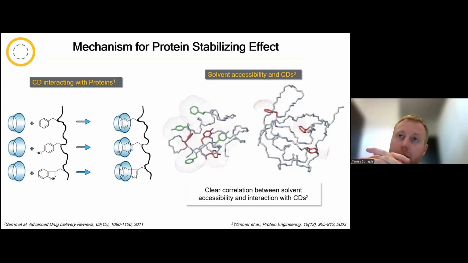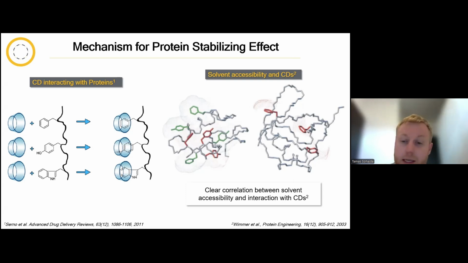So cyclodextrins have this double mechanism of action when it comes to interactions with proteins. Of course, unlike with small molecules, we're not talking about one-to-one or one-to-two interactions. Here, the proteins are huge, so many cyclodextrins are interacting with the protein at the same time.